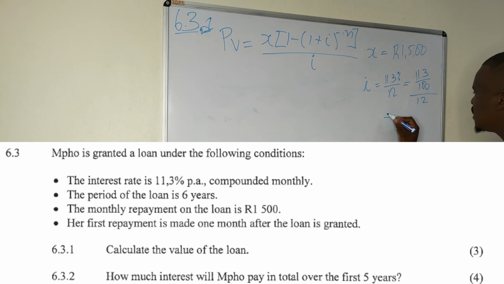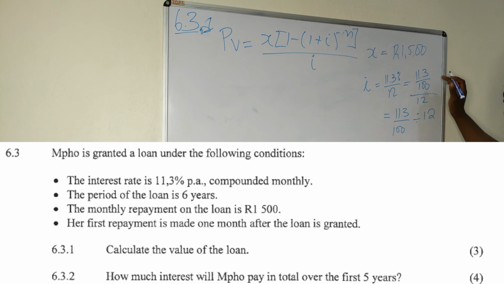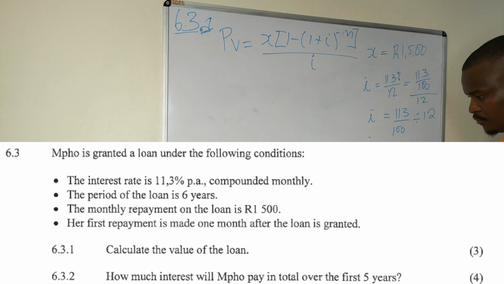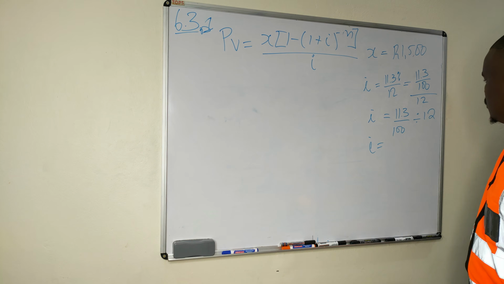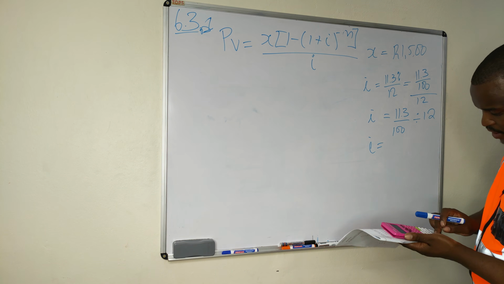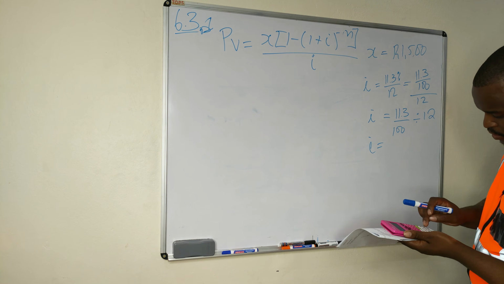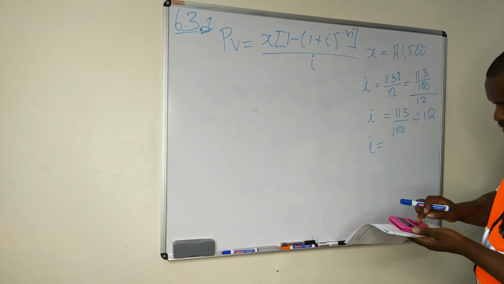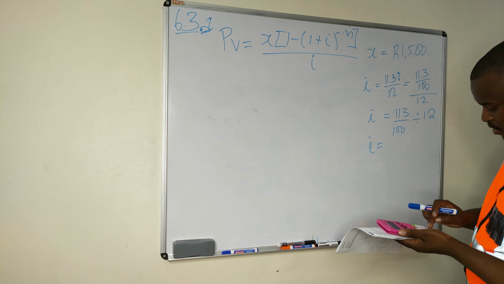Then to punch it on a calculator, I'll say punch it as 11.3 over 100 divide by 12, because some people struggle to punch these kinds of things on the calculator. So let's punch it and see how much our I is. So we have 11.3 divided by 100 divided by 12.